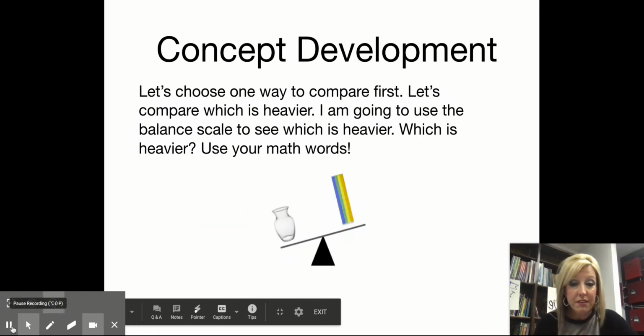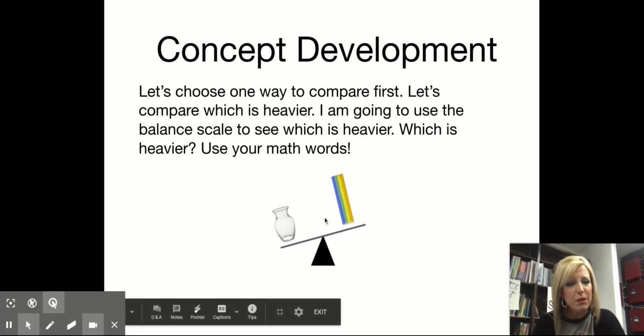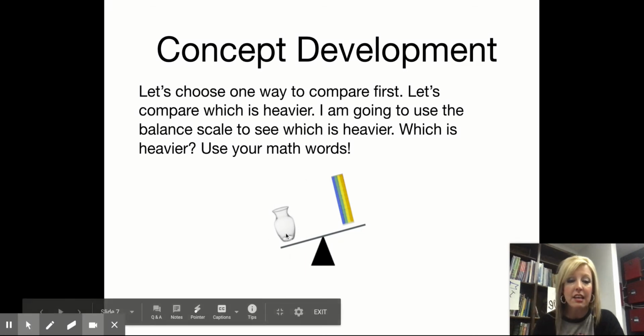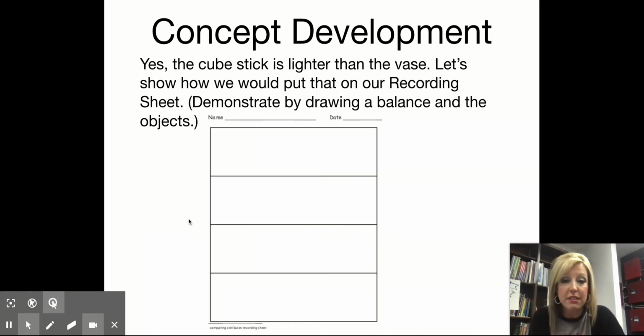One way you could have compared is to see which one was heavier. Looking at the balance scale right here, which one is heavier, the vase or the stick? Very good. The vase is heavier than the stick, and we can tell that because of the way the scale is weighted down on one side. We could see that the cube stick was lighter than the vase.